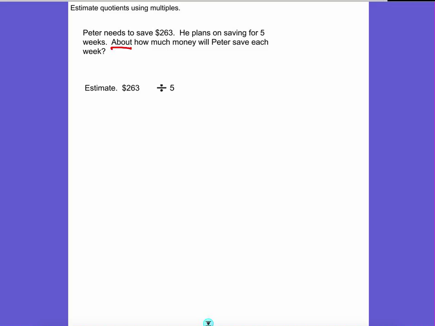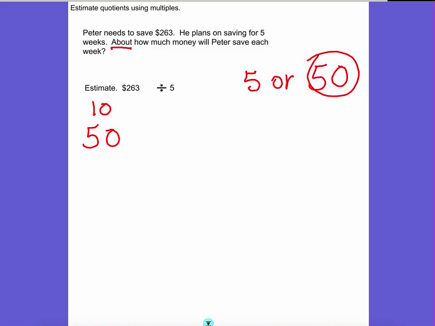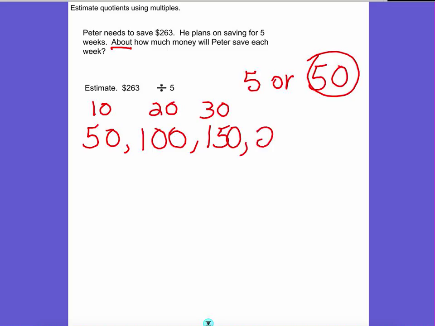So I'm going to list the multiples of 5 or 50. I have to ask myself, because 5 would take me too long to get to 263. So I'm going to do the multiples of 50. Okay, so that's what I'm going to do. All right, so that's 10, 20, 30, right? So 5 times 10 is 50. 5 times 20 is 100. 150. 200. 250. This is 40, 50.